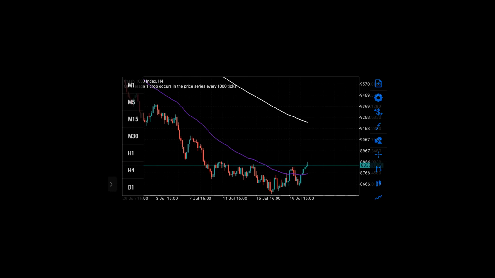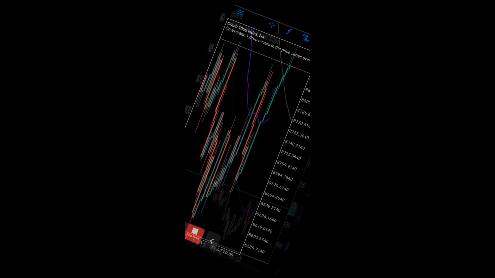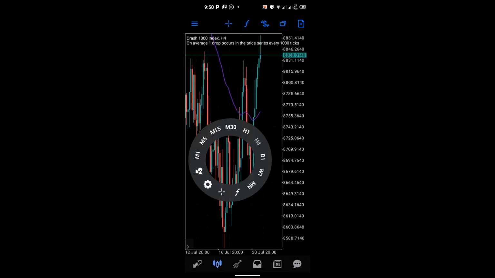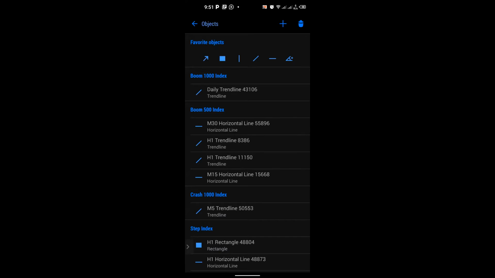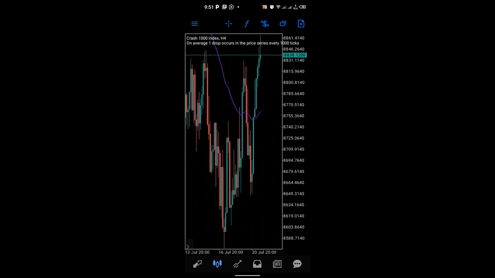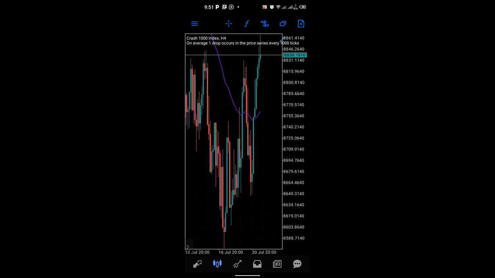Now, if the phone is turned horizontal or vertical, you press on the chart, you take the shape, then you take the trend line. Let me just clear all. Okay. So on 4 hour, I want to draw a trend line. I will press on the chart, take the shape tool, click on the trend line, and then draw this.